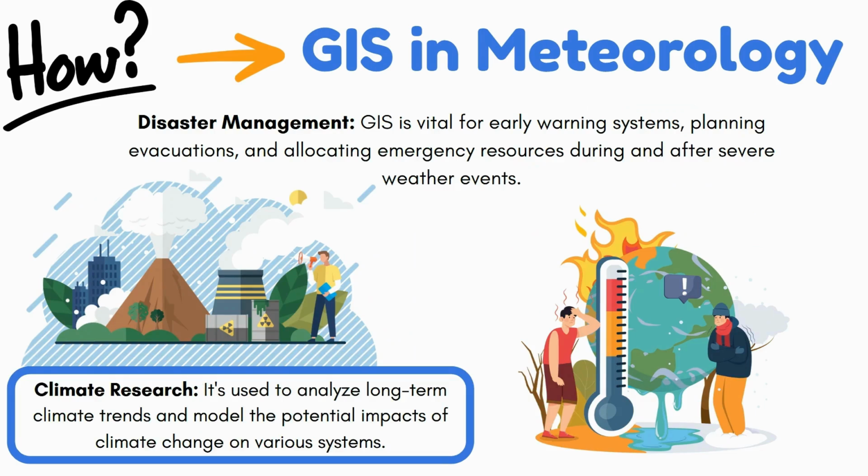Disaster management. GIS is vital for early warning systems, planning evacuations, and allocating emergency resources during and after severe weather events. With GIS, they can see beforehand if there is a disaster coming, so they can warn people. Climate research. It's used to analyze long-term climate trends and model the potential impacts of climate change on various systems.